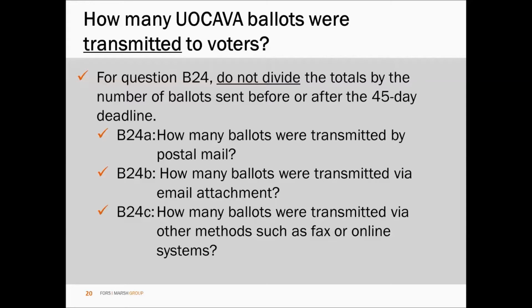If you transmitted ballots using multiple methods to the same voter, you should report that voter in each of the categories. So for instance, if I was living in Germany and you mailed me a ballot and you also emailed me a ballot, my mailed ballot would go into 24A and my emailed ballot would go into 24B.